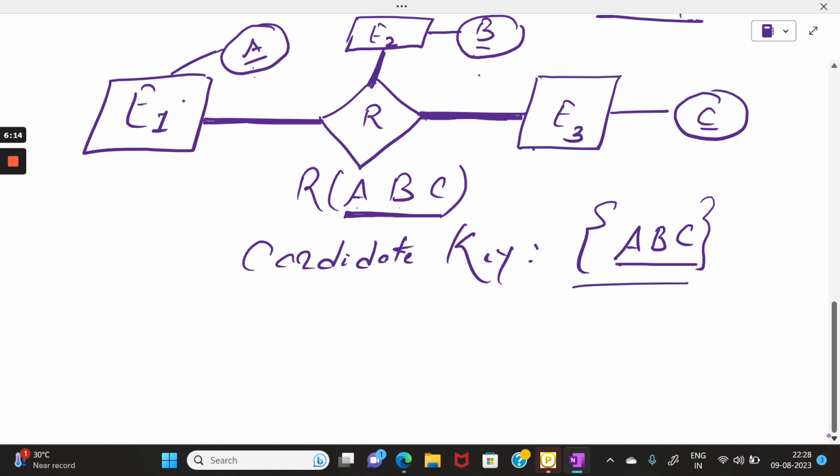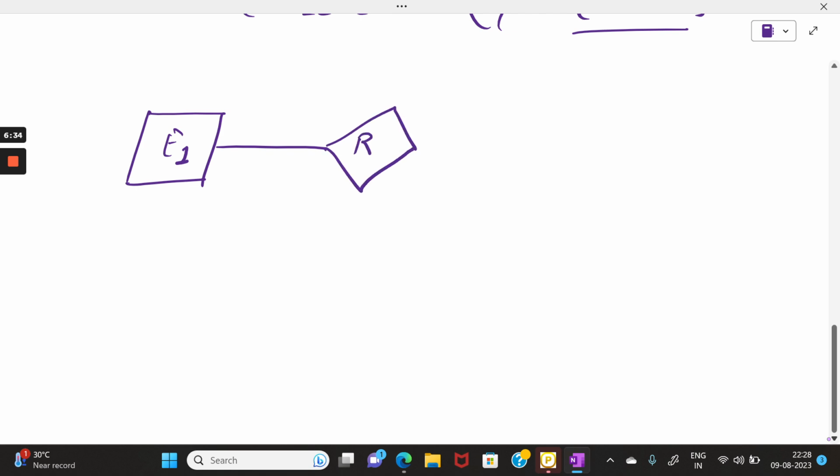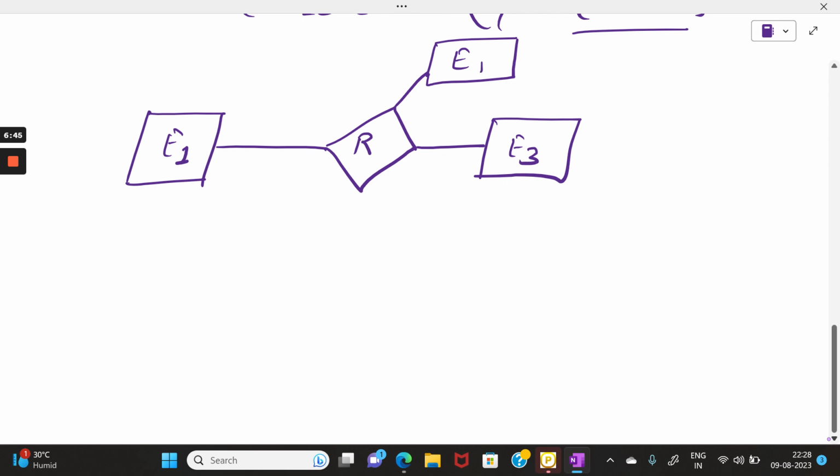Let's see one more example, where we have a one-to-many mapping. This is our E1, and there is a relationship set R. Then we have E3, and we have another entity set. Here our candidate key is A. Here we have the candidate key, sorry, this is E1, this is E2.